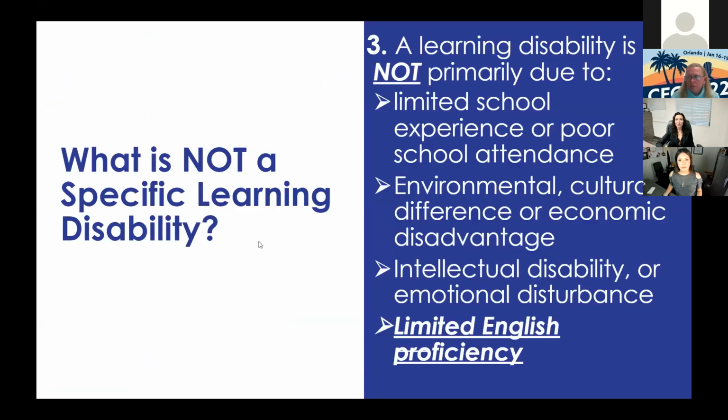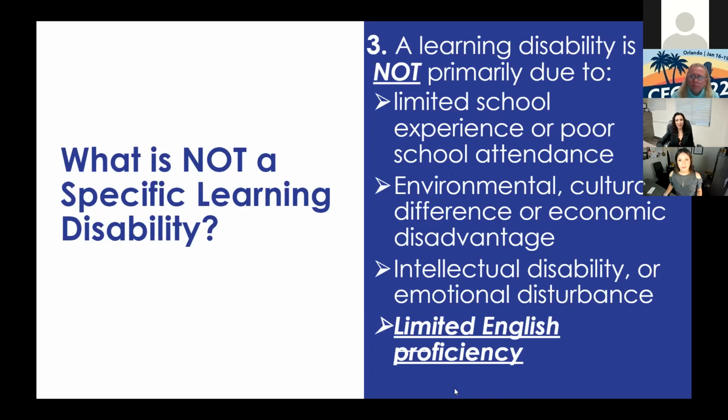And very important to note, what is not a specific learning disability? So the rule out factors, if you will. A student may not be referred for special education or suspected for a learning disability if it's solely due to limited experience or poor school attendance, environmental, cultural, and socioeconomic disadvantage. As we know, not all English learners are socioeconomically disadvantaged. But if there are these needs, these themselves would not be the basis for a referral for special education. And specifically intellectual disability, which has its own criterion, as well as emotional disturbance, its own criterion for eligibility.